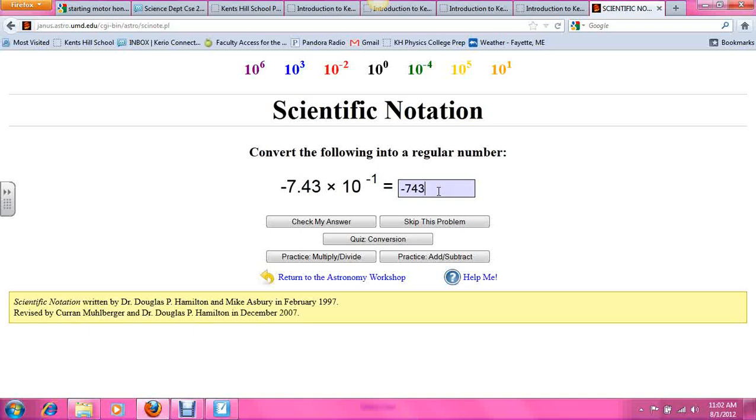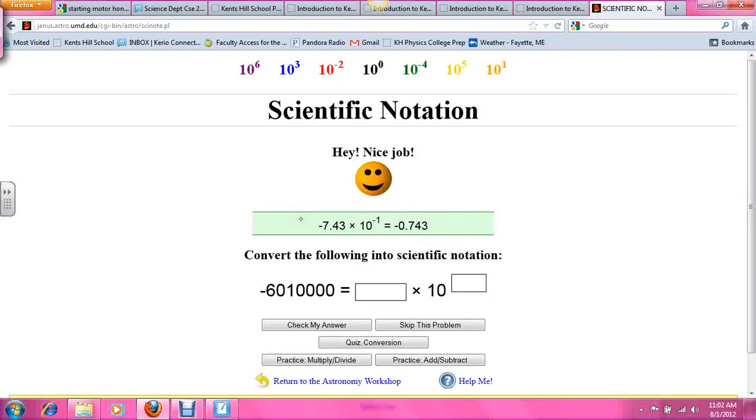And how many places do we move it? We move it over 1 place. So if we move it over 1 place to the left, our decimal point will be in front of the 7. 0.743. Let's see if this is right. Ta-da! So definitely go to this website, practice, and really understand scientific notation and what it is.